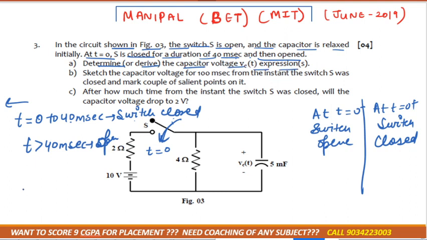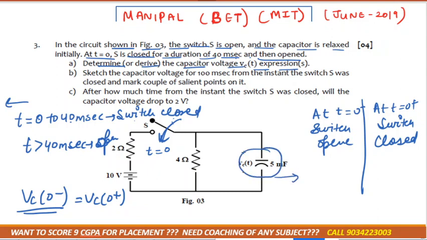Now they said determine or derive the capacitor voltage expression. So as you know, Vc of 0 minus would be equal to Vc of 0 plus. So we'll calculate for Vc of 0 minus, right? Now at Vc of 0 minus, that means the switch is opened. And if the switch is opened, the capacitor will be in the discharging condition.